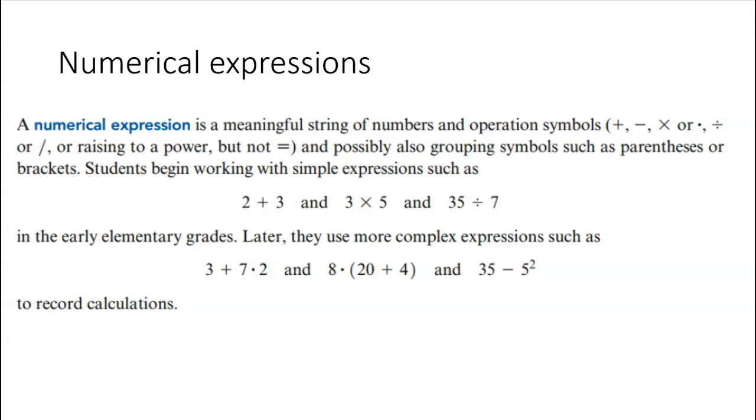A numerical expression is a meaningful string of numbers with operations. So we've got addition, subtraction, multiplication, division, and exponents, but there is no equal sign. That is pretty important here: expressions are different than equations. We are not going to have an equal sign with these. So 2 plus 3 is an expression, 3 times 5 is an expression, 35 divided by 7. We can also have more complex expressions with multiple operations, and we'll take a look at those as well.